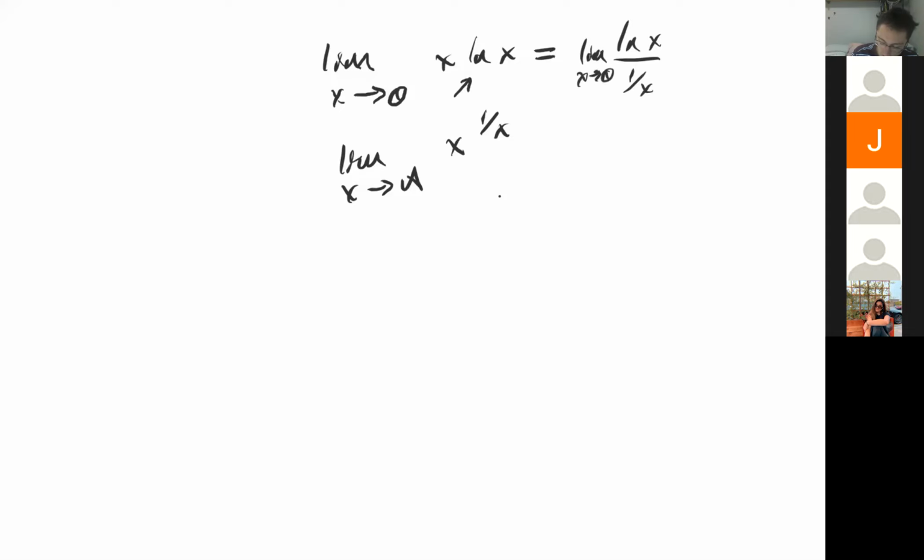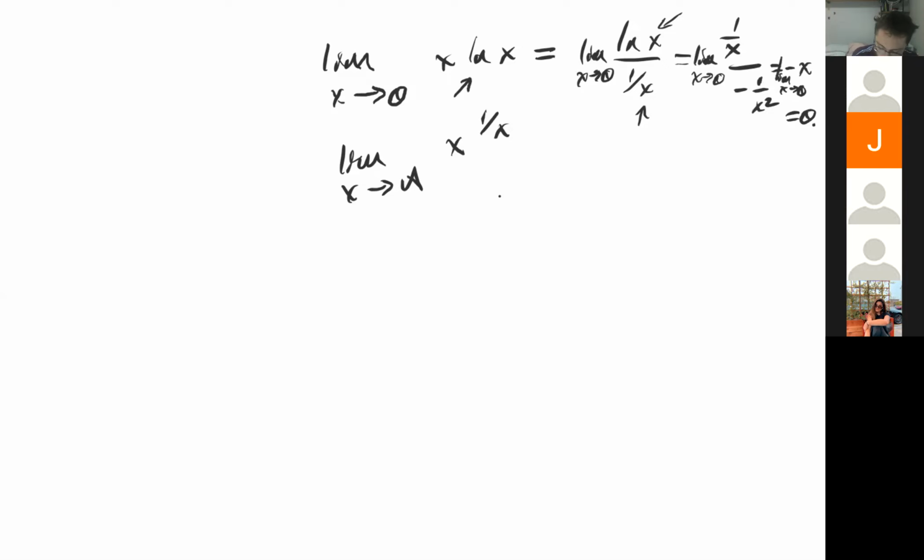And so then you can just note that the denominator goes to plus or minus infinity, and the numerator goes to minus infinity. So then taking derivatives, you end up getting limit as x goes to 0, 1 over x over minus 1 over x squared. And then this becomes minus x, and you're taking a limit as x goes to 0. And so that, of course, just gives you 0. Okay?